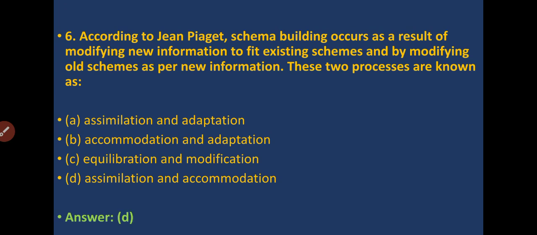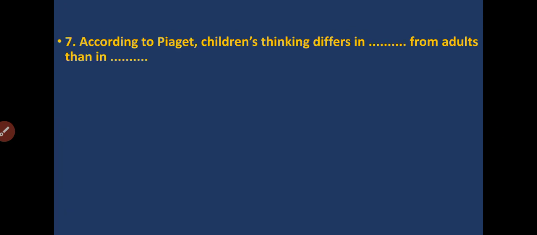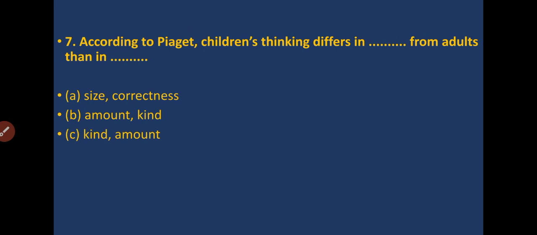Assimilation and accommodation. Next, according to Piaget, children's thinking differs ___ from adults than in ___. A. Size than in correctness. B. Amount than in kind. C. Kind than in amount. Or D. Size than in type. The correct answer is option C. Children's thinking differs in kind from adults than in amount.